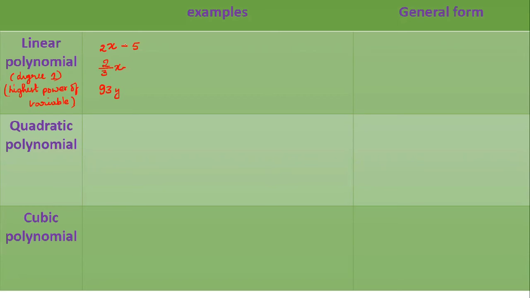So maximum how many terms can we write in a linear polynomial? We can write at most 2 terms in a linear polynomial.